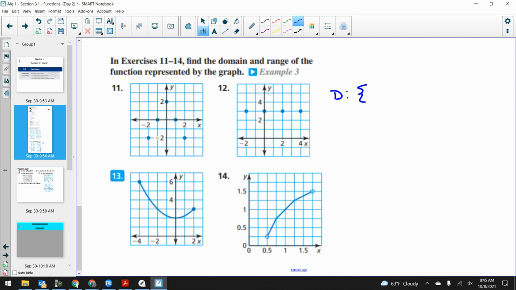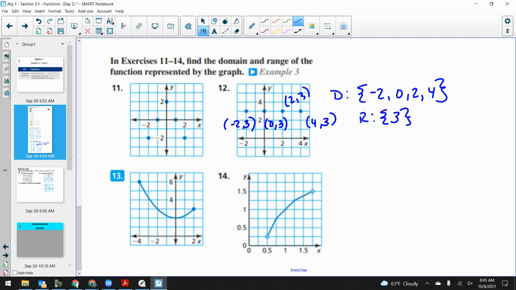Okay, so let's take a look at our values. We got negative 2, 3. This is 0, 3. This one is 2, 3. This one is 4, 3. So if I have single solitary points like this, I'm just going to list out all of my x values: negative 2, 0, 2, and 4. Now, this one's kind of odd because my range, well, what's my range? The y values. What is the y value in this one? Just 3. Anything else? No, that's it. So my range is just one number.